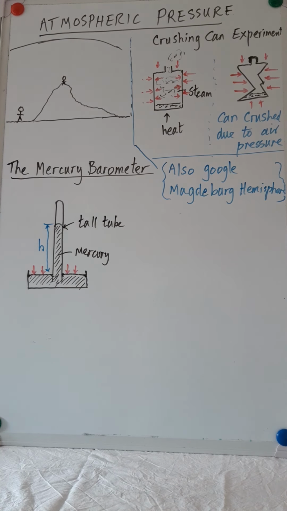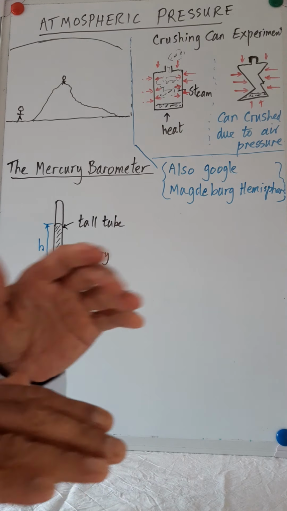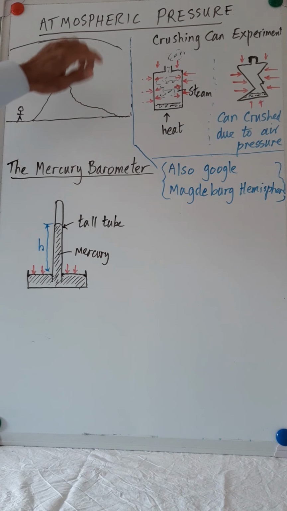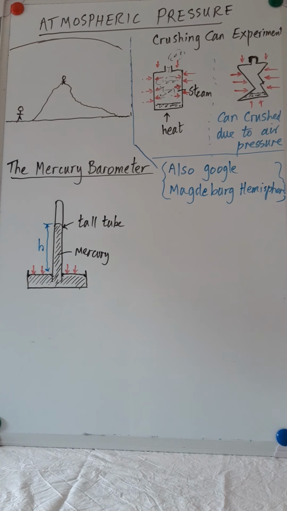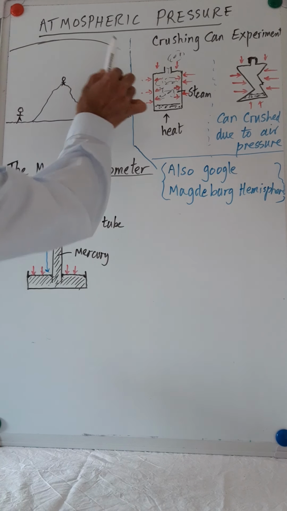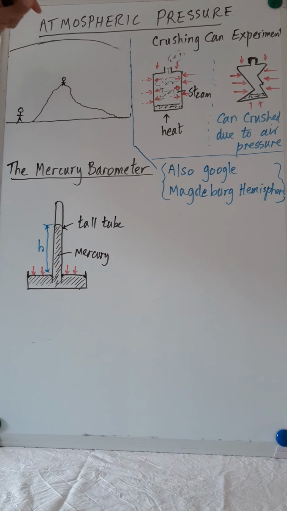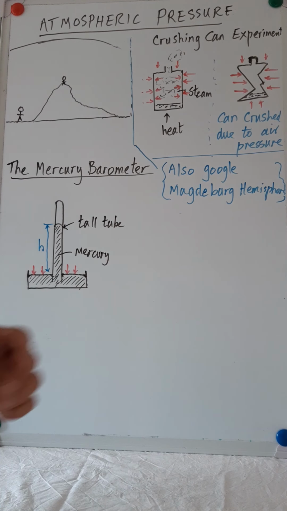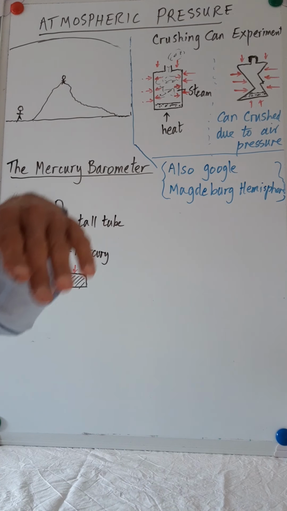Well, the atmospheric pressure is very similar. If you can imagine that we live under a sea of air, which is our atmosphere, a layer of gases, that's also exerting pressure on us. It's the weight of the air that exerts pressure on us. And this weight depends on the height above the ground.